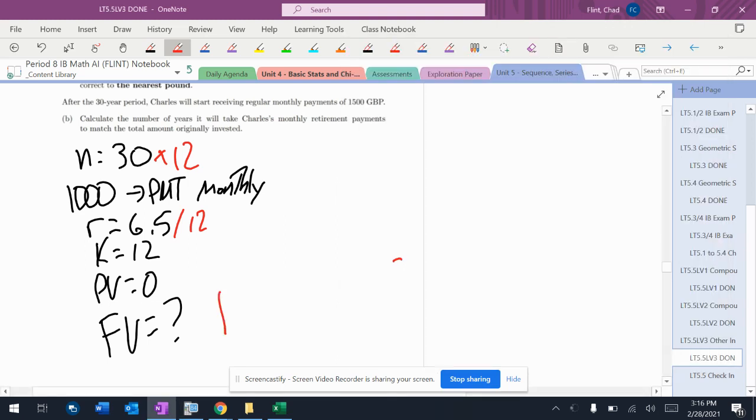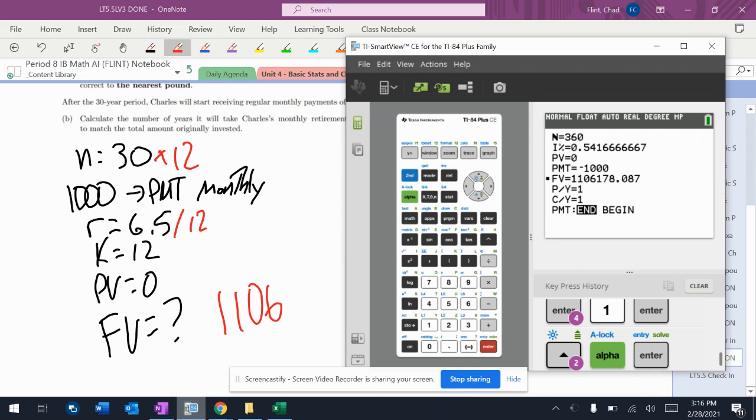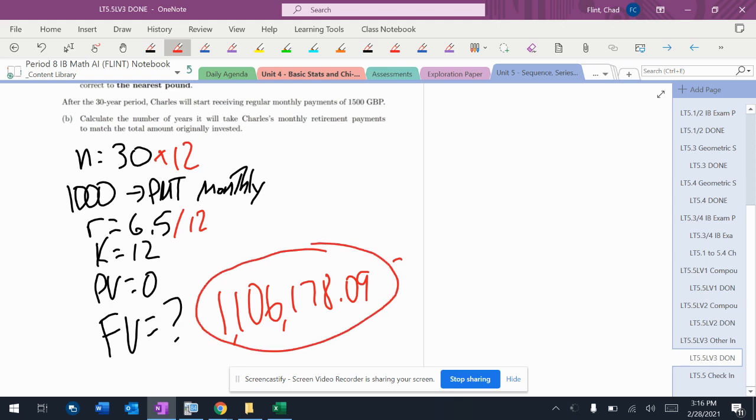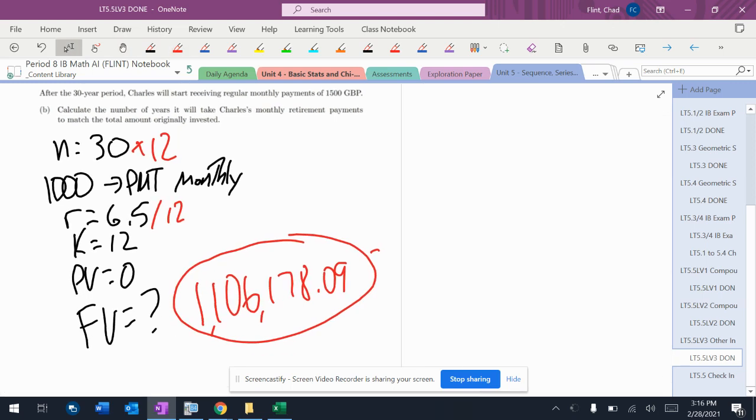1,106,178.09, which is $1,106,178.09. All right, so then it says calculate the number of years it will take.